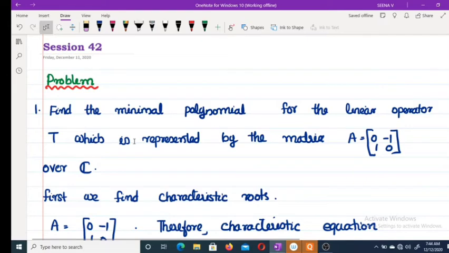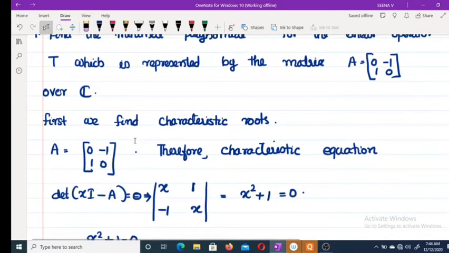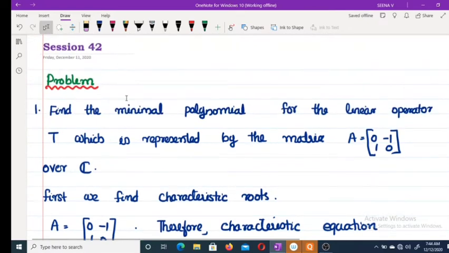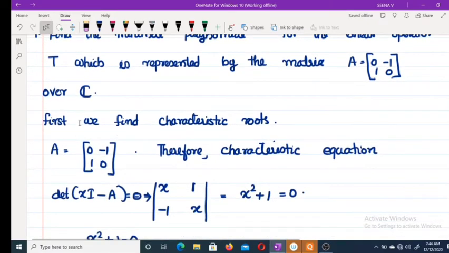Now we have a result. The minimal polynomial and the characteristic polynomial have the same roots, and the characteristic polynomial for an operator T, if A is its matrix, is the determinant of xI minus A. Now, moving to the solution. First we have to find the characteristic roots.